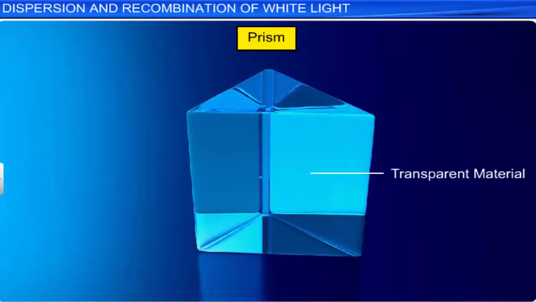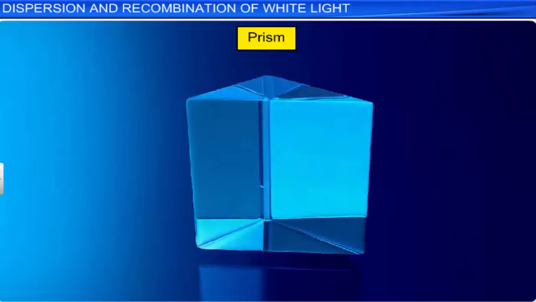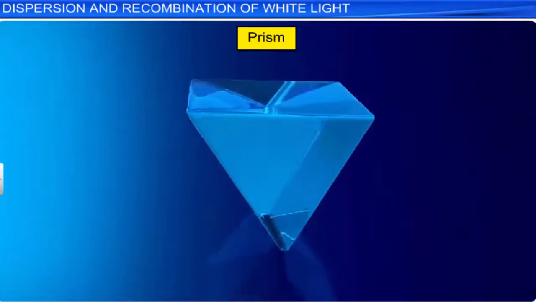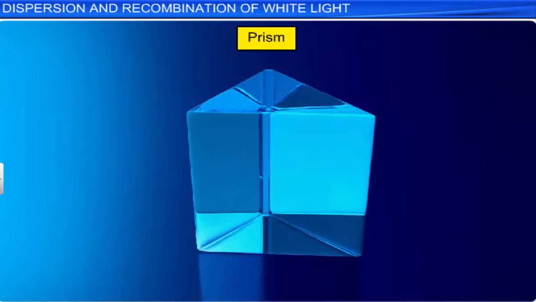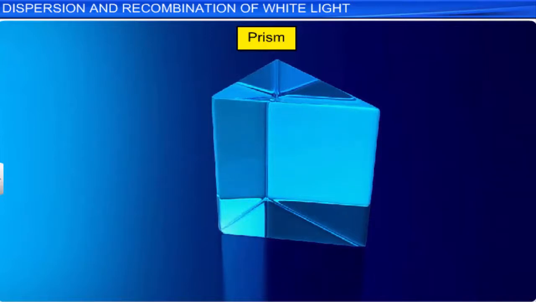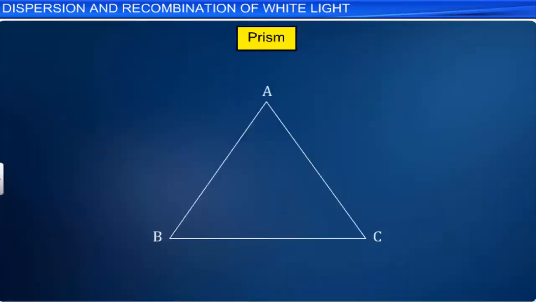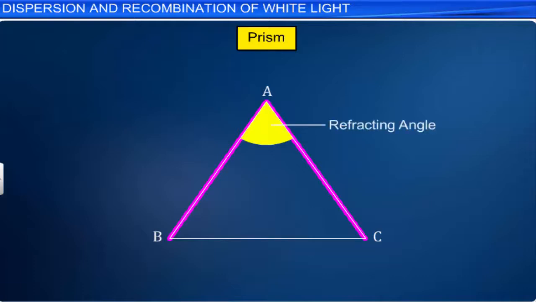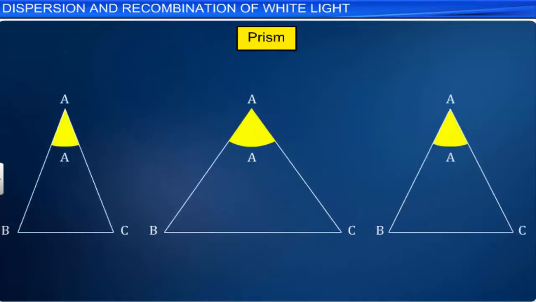The prism ABC shown has two triangular faces, and there are three rectangular faces. The angle between its two refracting faces, AB and AC, is called the angle of the prism or refracting angle and is denoted by A. We can have prisms of different refracting angles. For example, an equilateral prism has a refracting angle of 60 degrees.